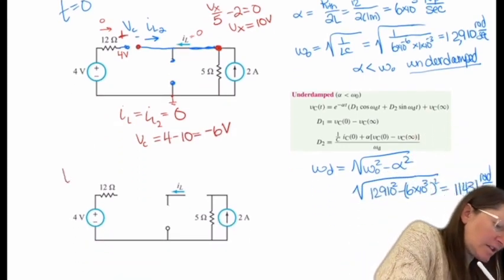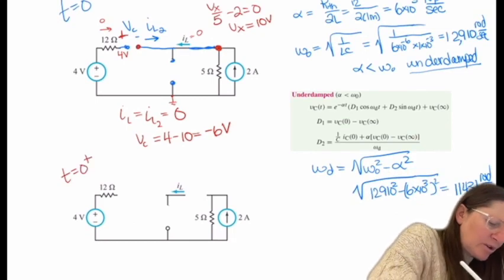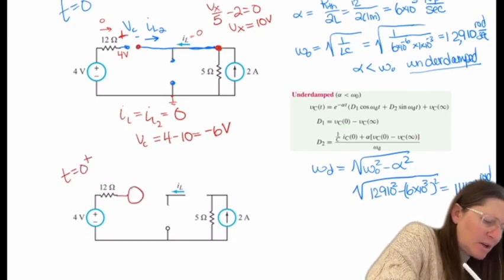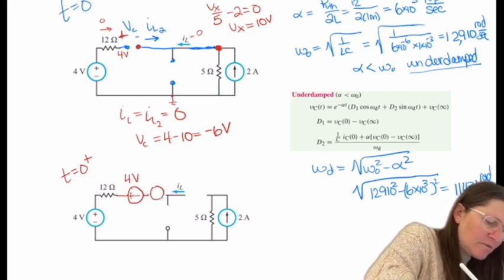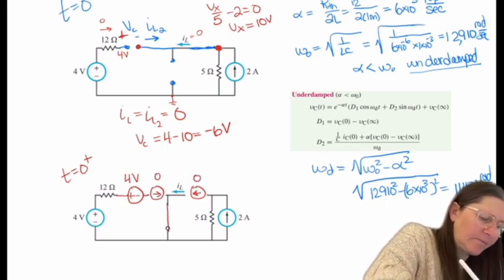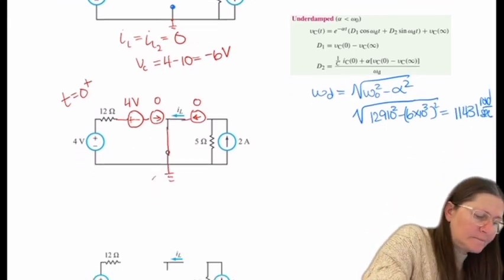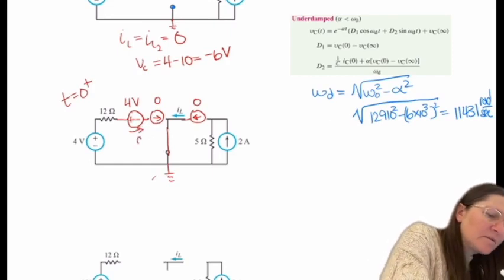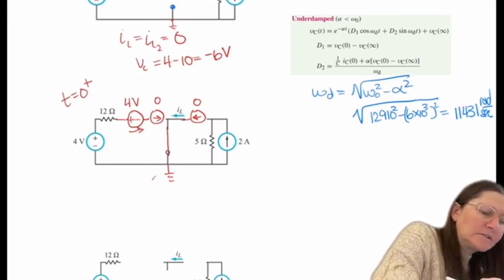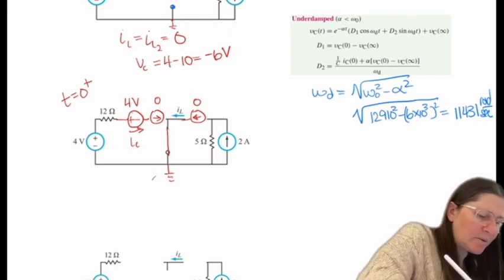So then at t equals 0 plus, which is where your initial value is going to be, this will be plus or minus 4 volts. The current source is 0. And this current source is going 0. And so IC of 0 will be 0.